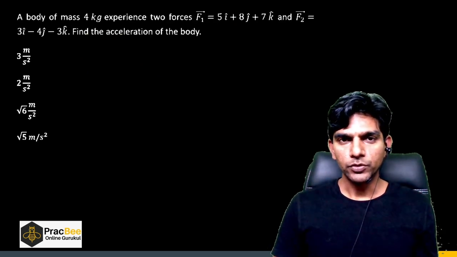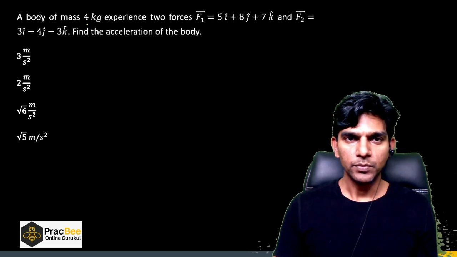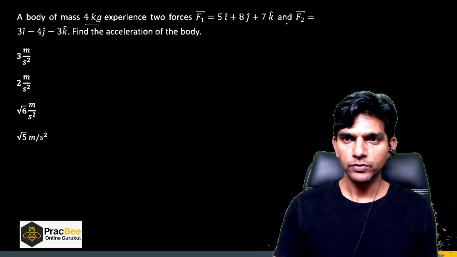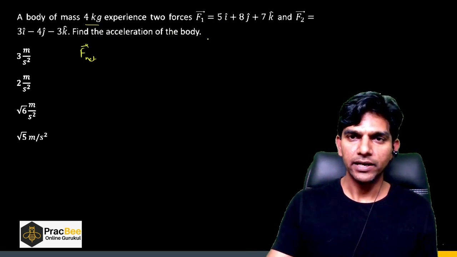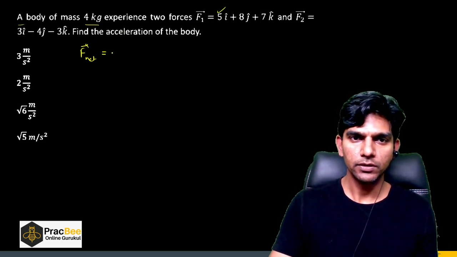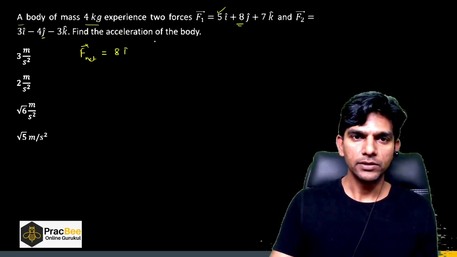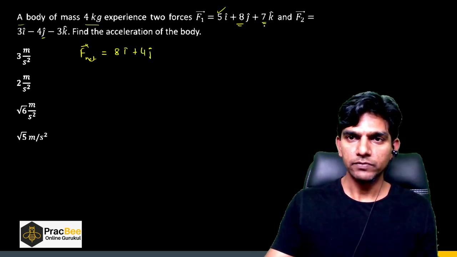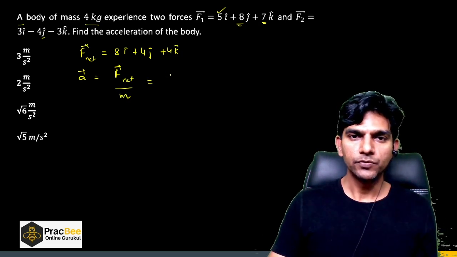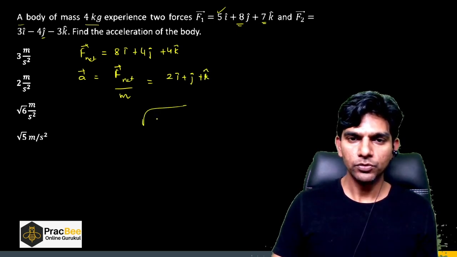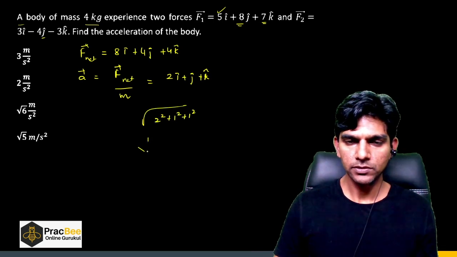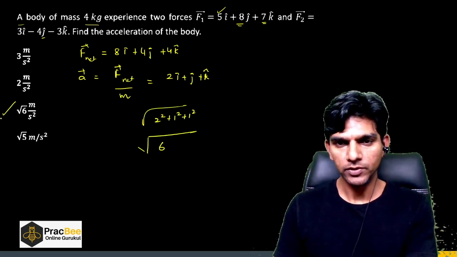Now the next question is again from Newton's laws. A body of mass 4 kilograms experiences two forces F1 and F2 given in unit vector notation. Find the acceleration. So what is the net force? Let us add these two forces. We have 5 and 3, so 8 i cap; 8 minus 4, so plus 4 j cap; 7 minus 3, plus 4 k cap. The acceleration produced, by Newton's second law, will be F net divided by the mass. The mass is 4 kg, so it will be 2 i cap plus j cap plus k cap. Its magnitude will be root of 2 square plus 1 square plus 1 square, so this will be root 6. So option 3 is the right answer.